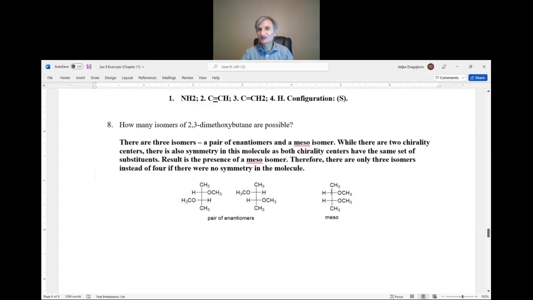So here, it's the same situation with chirality centers. Just now, instead of double bonds, we are looking at chirality centers. And if symmetry is present in the molecule, then that eliminates one of the isomers. Basically, RS is identical to SR. So a pair of enantiomers would be RR and SS, while meso is always RS or SR.